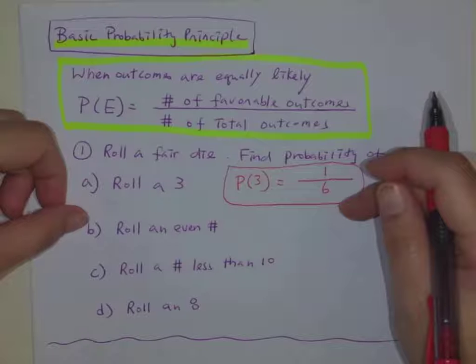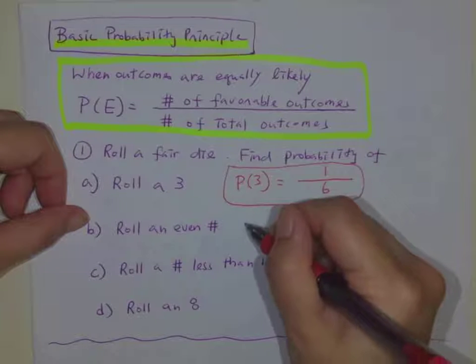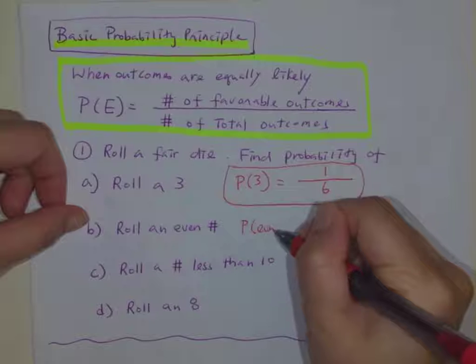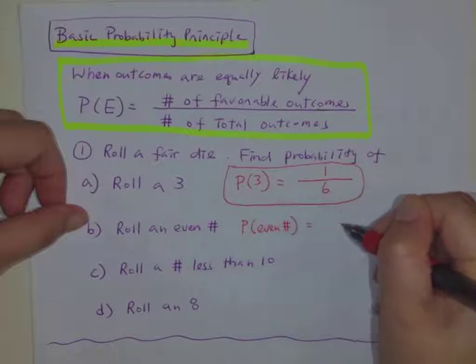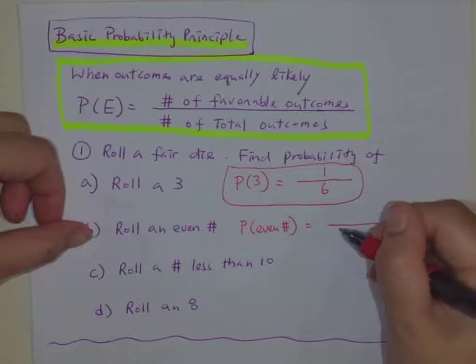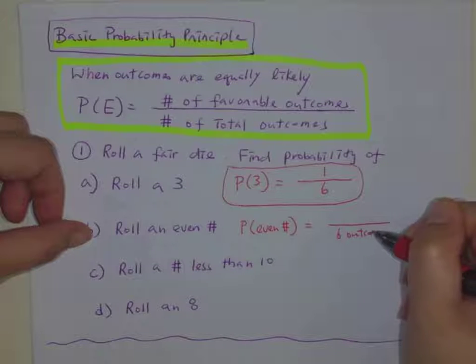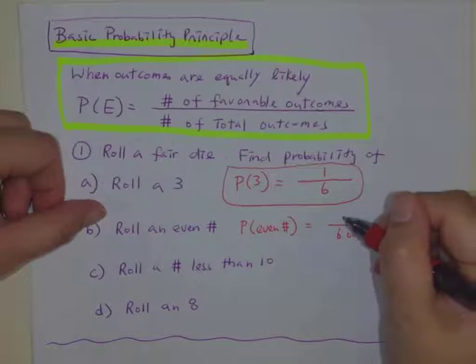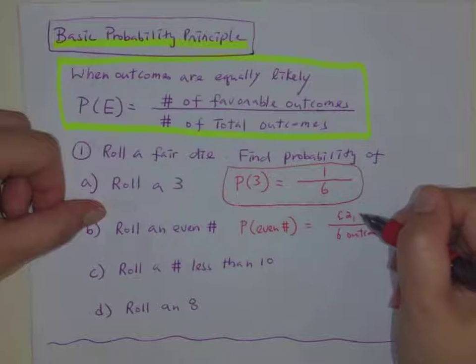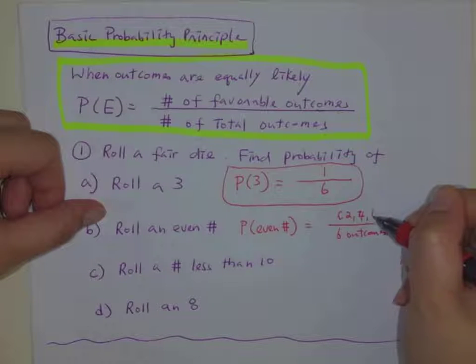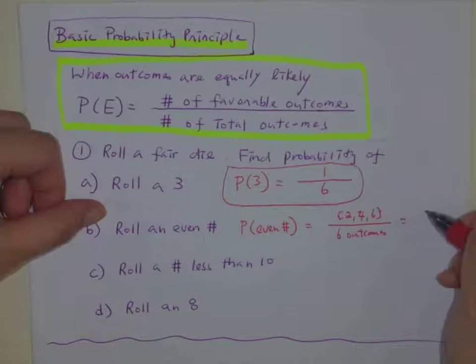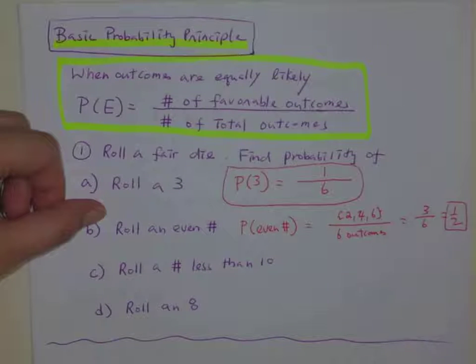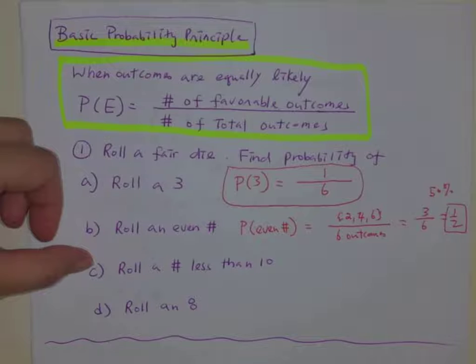How about the probability of rolling an even number? So probability of an even number, that's the proper way to write it. Totally I have 6 outcomes, right? And then even I have 2, 4, 6. So I have 3 out of 6. So half of the chance you can roll an even number when you're rolling a fair dice. Half, or 50% of the chance. So either way would be okay.